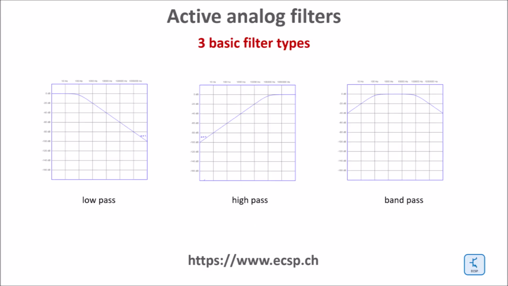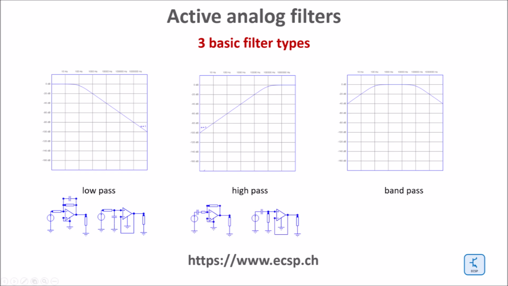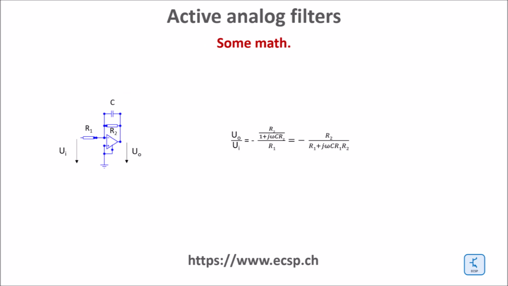There are three basic types of filters: low-pass, high-pass and band-pass filters. Filters can be designed in inverting or non-inverting configuration as shown by the first-order filters below. Further down the road, the design of higher-order filters will be demonstrated. Here a brief reminder of the formula for the one example of a first-order low-pass filter in inverting configuration. The output is negative relative to the input signal. The solution for this complex equation has been explained in earlier videos.